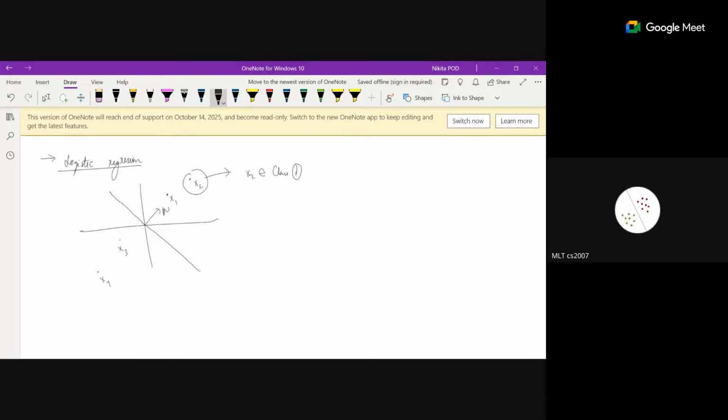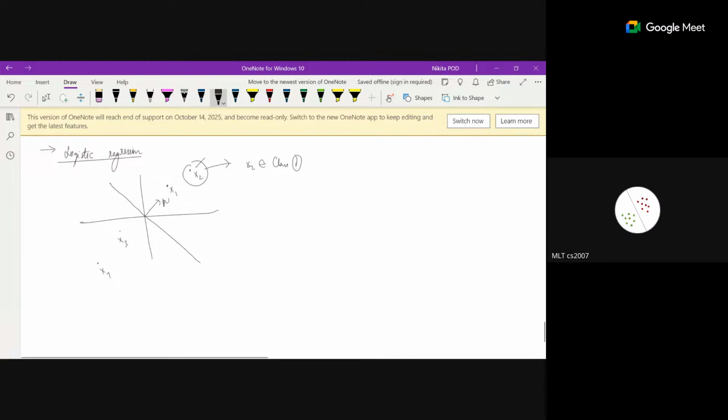So higher the probability, higher the chance that this data point belongs to a particular class. So what do we do for this? We define a sigmoid function, right? This function is g of z, to be 1 upon 1 plus e to the power minus z.